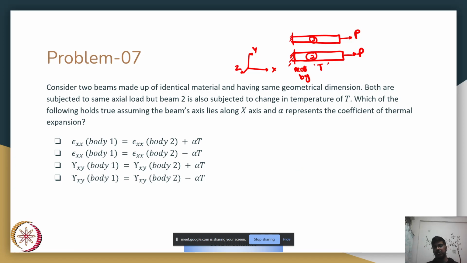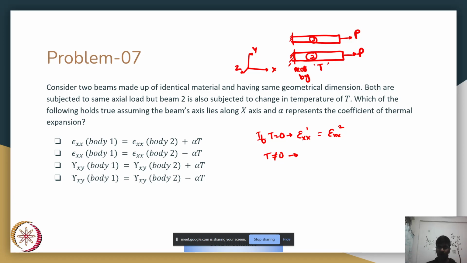So if T is 0 essentially, epsilon xx1 is nothing but epsilon xx2, correct? Because it's the same beam, same material, same geometry, same loading, everything is same mechanically, materially and geometrically. Now we are told that T is non-zero. What this would do is this will cause a volumetric expansion in beam 2.